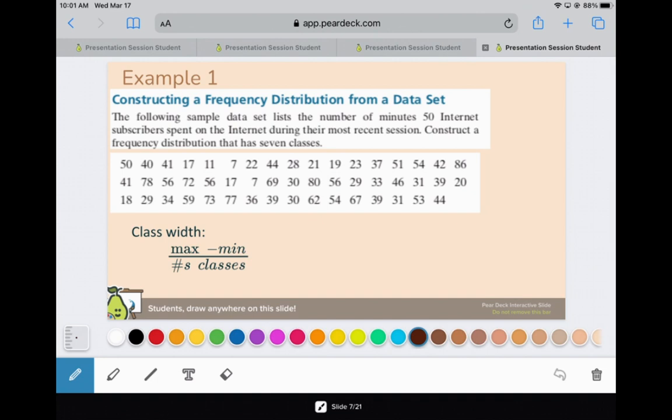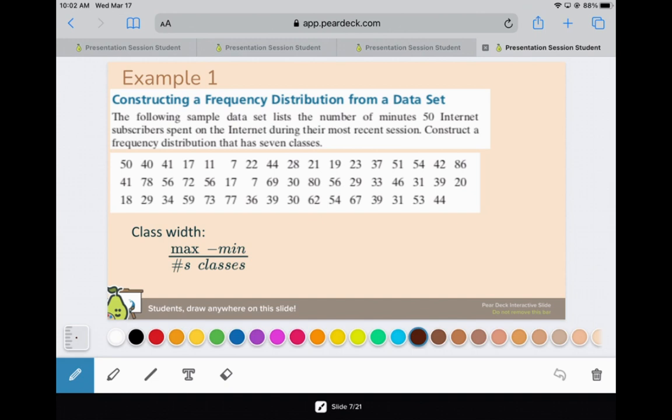To figure out the class width, we take the maximum minus the minimum, divided by the number of classes. We did this one already. I believe we already have a number for this one. But I just want to go back and review because what I saw is that some of you in the chat and some of you in the Pear Deck were like, I don't remember. Can you help me? So I think it's worth the time for us to review this, okay?